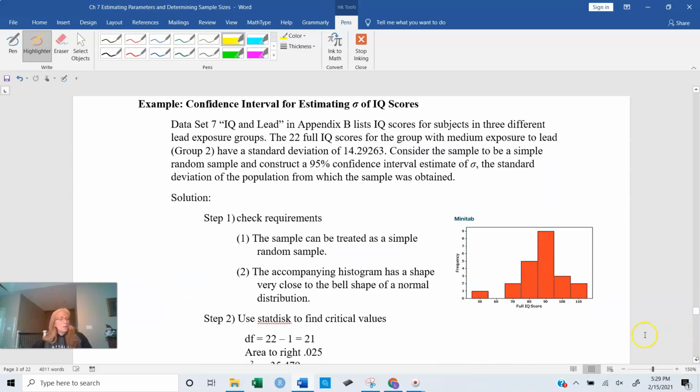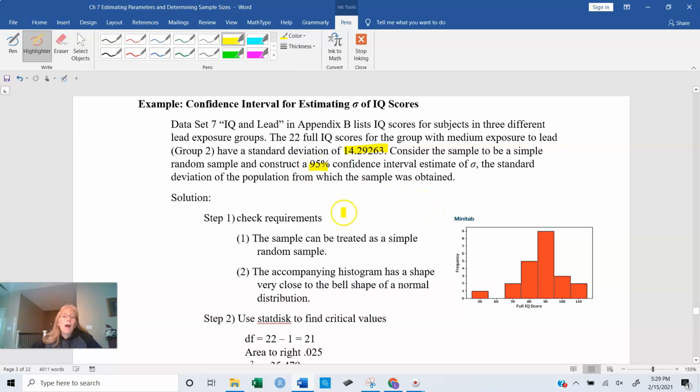All right, now we have to check first to make sure that this is working. So we're going to use dataset IQ, set 7, IQ and lead, index B. So you're going to go to dataset 7. There's going to be 22 full IQ scores for the group with a medium exposure to lead, group 2, have a standard deviation of 14.29263. Now, consider this sample to be a simple random sample and construct a 95% confidence interval.